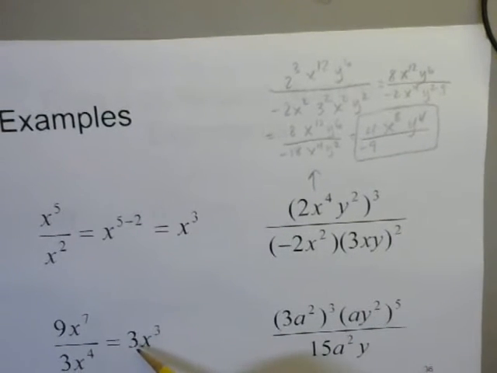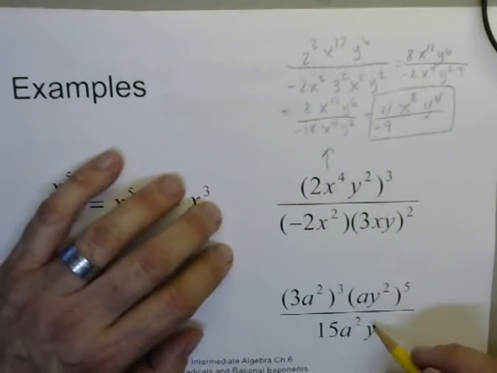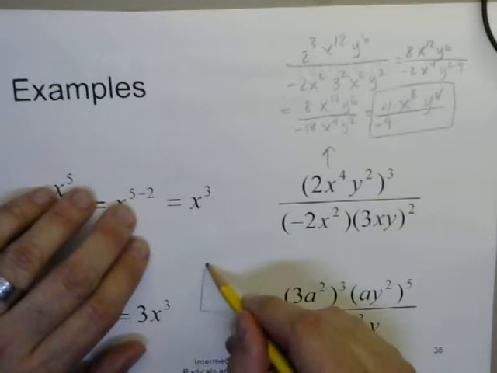For something like this, again, you would just reduce this part. So 9 divided by 3 is 3, and then just subtract the exponents. That'll give you x to the 3rd. For something more complicated, again, like this one, let me maybe do this one a little bit more quickly.